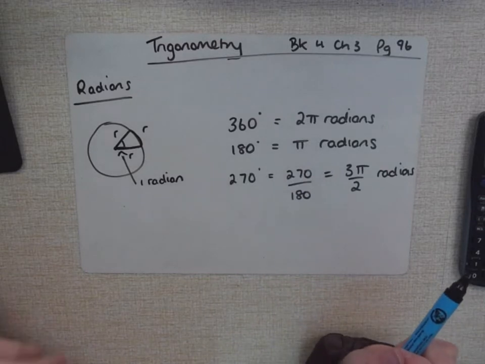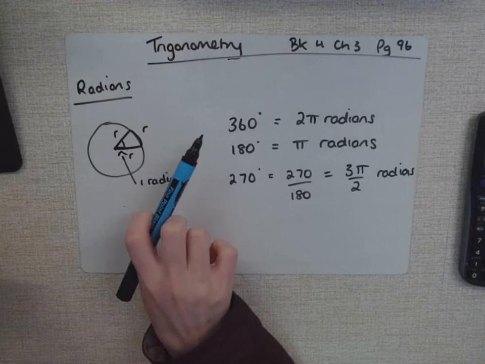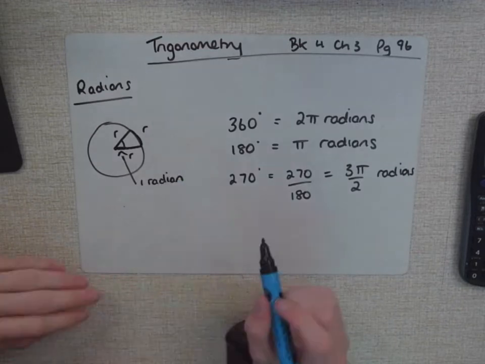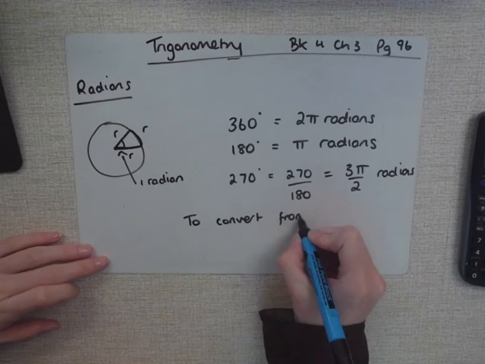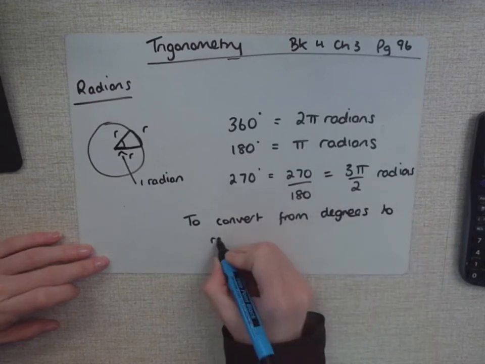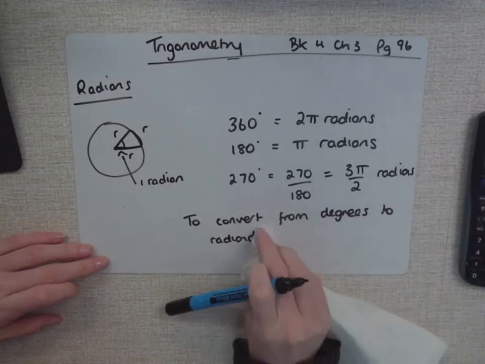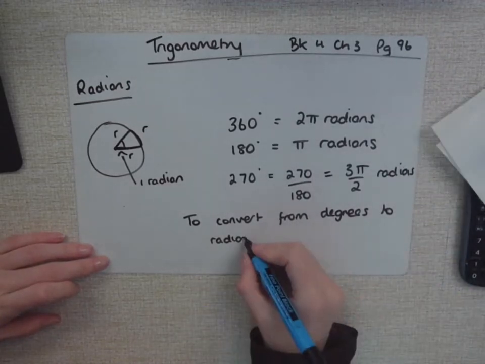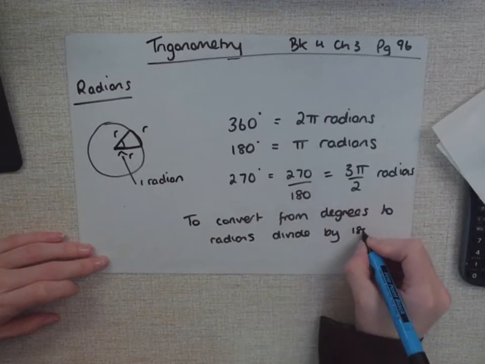360 is how many 180s go in. So to convert from degrees to radians, divide by 180.